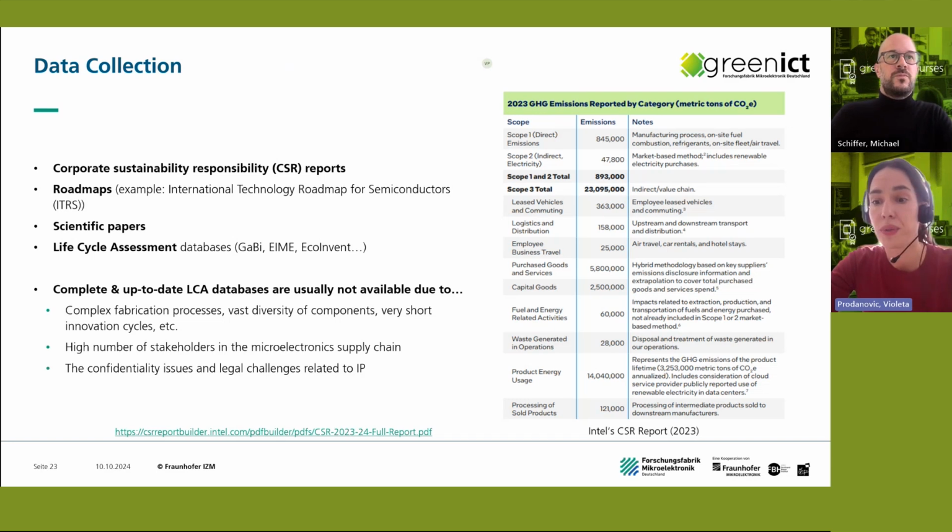Of course, there are peer-reviewed scientific papers, and another source of information is life cycle assessment databases. The most famous commercially available one is EcoInvent. However, it is very difficult to have a complete and up-to-date LCA database. There are multiple reasons for that. The technologies in the ICT industry are changing very rapidly. There are so many stakeholders involved in the overall supply chain, and also there are confidentiality issues and challenges related to IP.